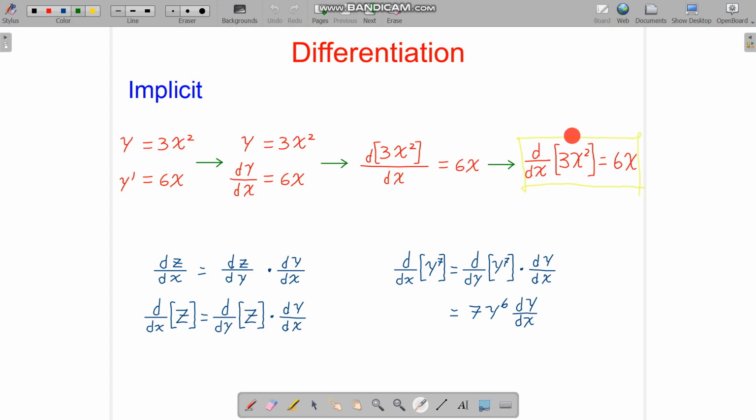So we have this kind of notation now. We use this one: d/dx 3x squared equals 6x. So using the chain rule, dz/dx equals dz/dy times dy/dx. So d/dx of z equals d/dy of z times dy/dx. This means if we have, for example, d/dx of y to the power of 7, this is equal to d/dy of y to the power of 7 times dy/dx.